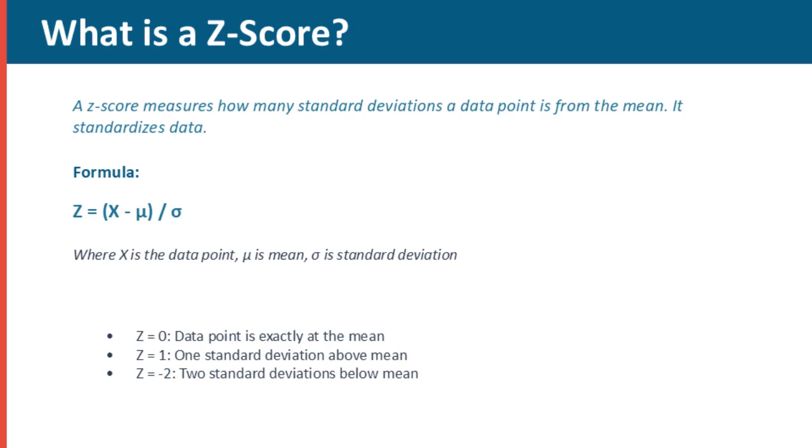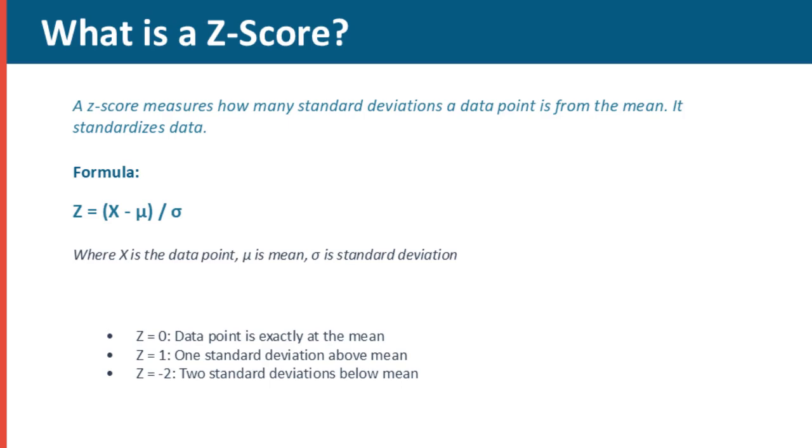The formula is z = (x - mu) / sigma, where x is your data point, mu is the mean, and sigma is your standard deviation. So what this does is standardize your data. It converts any value into units of standard deviation. Here is the interpretation.